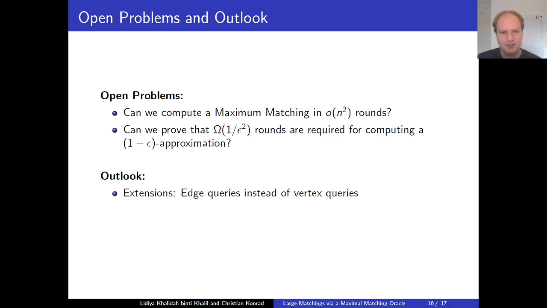Now as an outlook, we are interested in extensions. We're looking only at vertex queries. So how about edge queries instead of vertex queries? This would allow for slightly more applications. There are more algorithms that would fit into this model. And of course randomization. The 3-round lower bound is rather complicated, but only holds for deterministic algorithms. A randomized argument would be really great here.